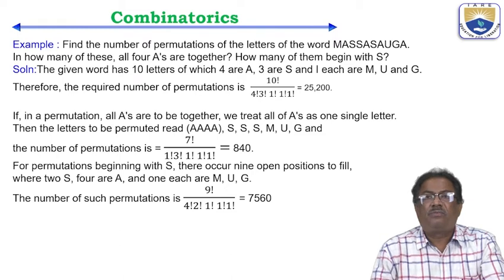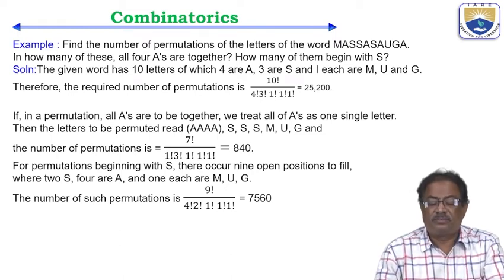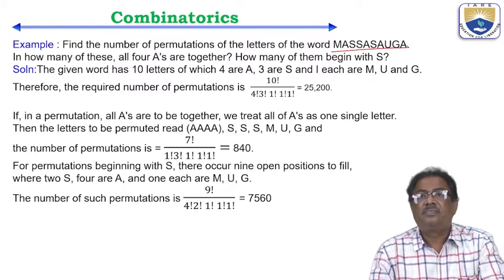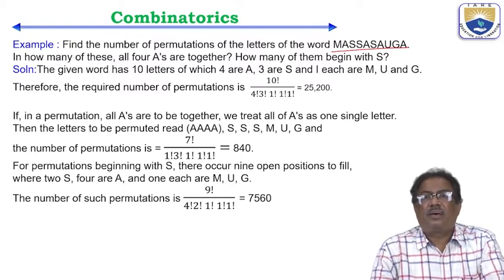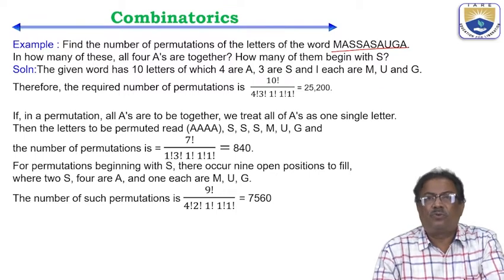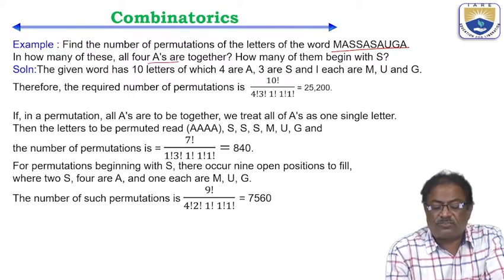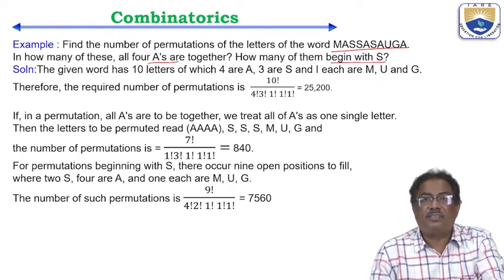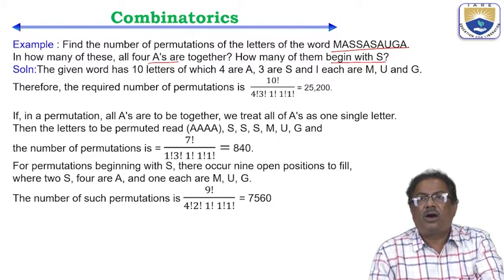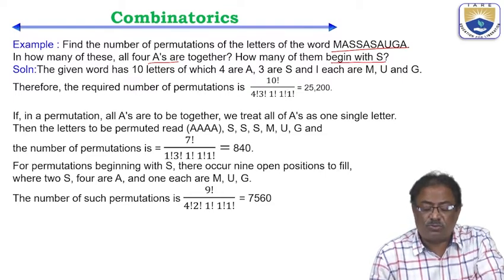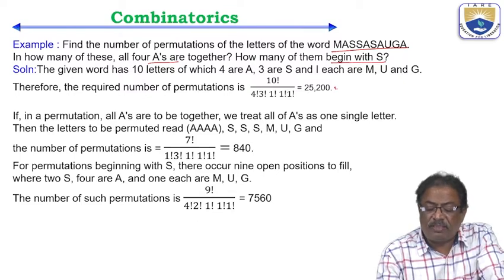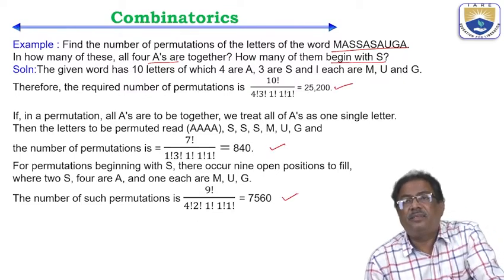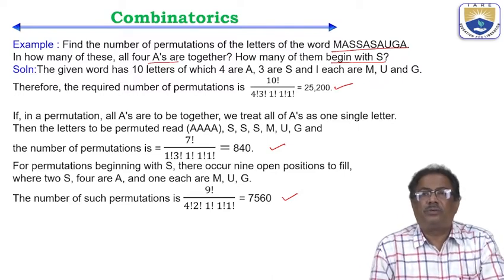Now the other one: find the number of permutations of the letters of the word. In how many of these are the 4 A's together? How many of them begin with S? So here all 4 A's are together, and how many of them begin with S? So here 3 problems will be there, and we have to discuss one after the other.